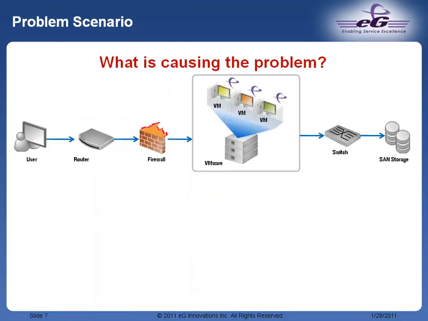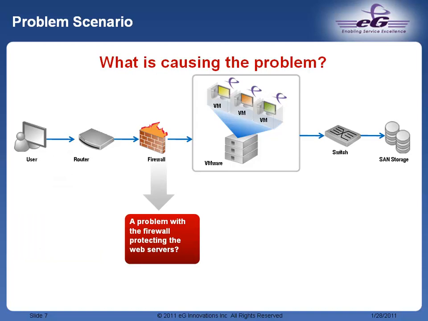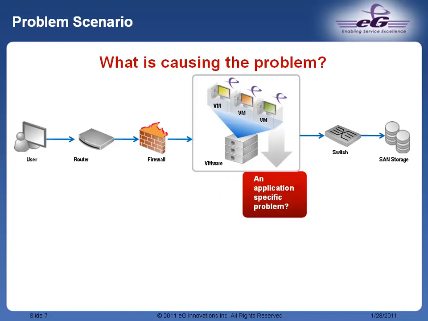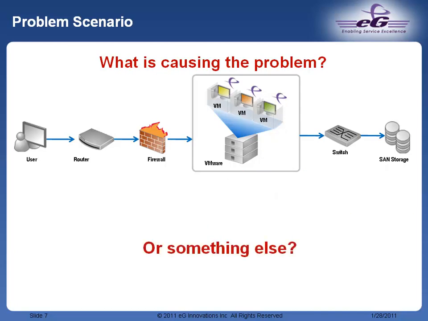So what is causing the problem? Could it be a network problem affecting connectivity to the VMs? A problem with the firewall protecting the web servers? Insufficient capacity on the physical servers hosting the VMs? An application-specific problem? A storage slowdown? Or something else?